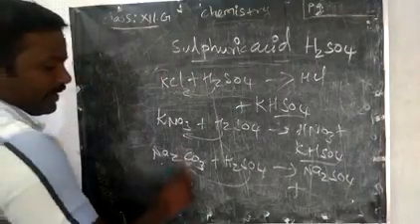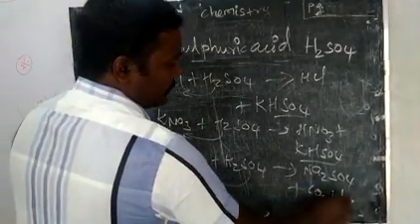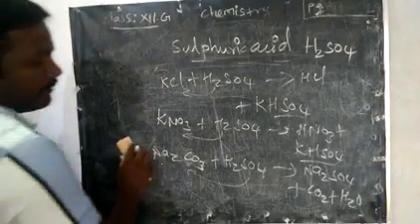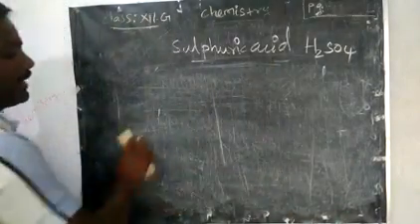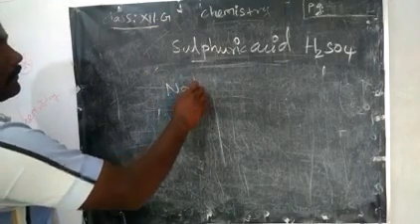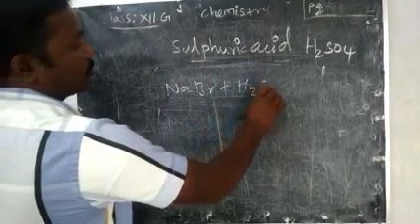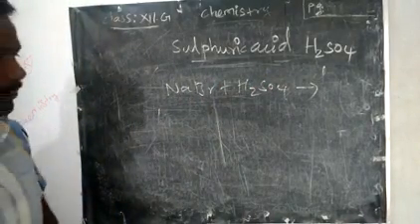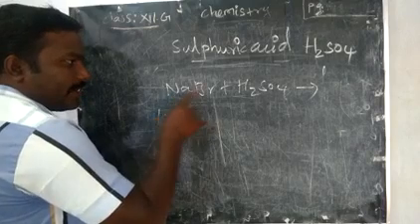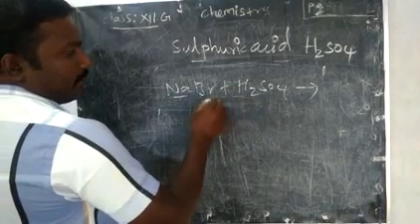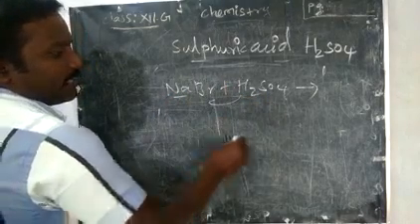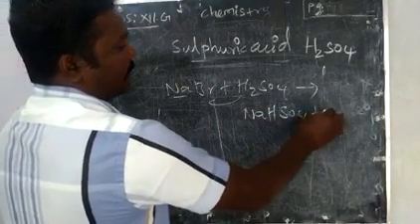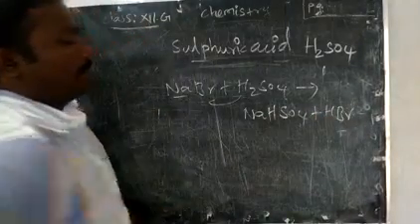Na2SO4, the remaining one, CO2 with water. The last reaction, with sodium bromide, H2SO4 reacting with NaBr. See, here also we can remember the previous one. Sodium bisulfate, Na, one H will go along with Br, HBr. So NaHSO4, sodium bisulfate, with HBr will form.